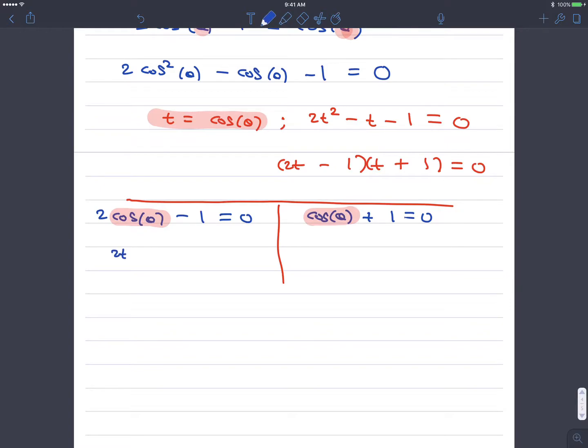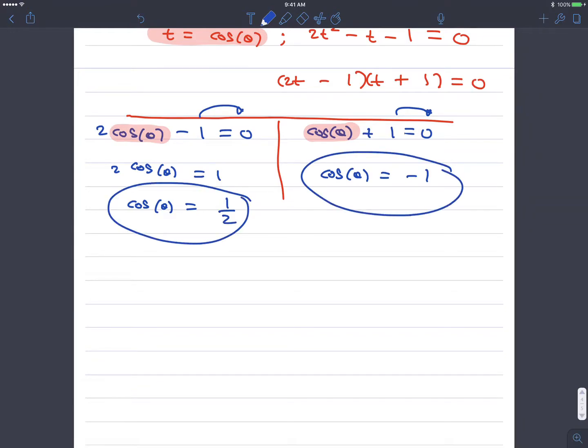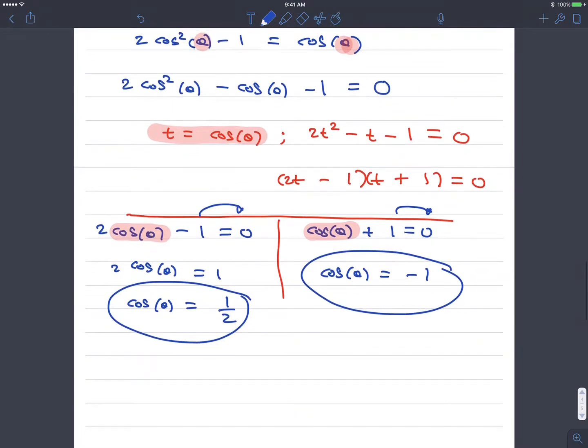So this gives me 2 cosine theta equals positive 1 by translating the 1, and it gives me cosine theta equals negative 1. Divide both sides here by 2, and I get cosine theta being 1/2. Here's 2 equations I have to consider for theta now, right? Cosine theta is positive 1/2, and then cosine theta is what? Negative 1.